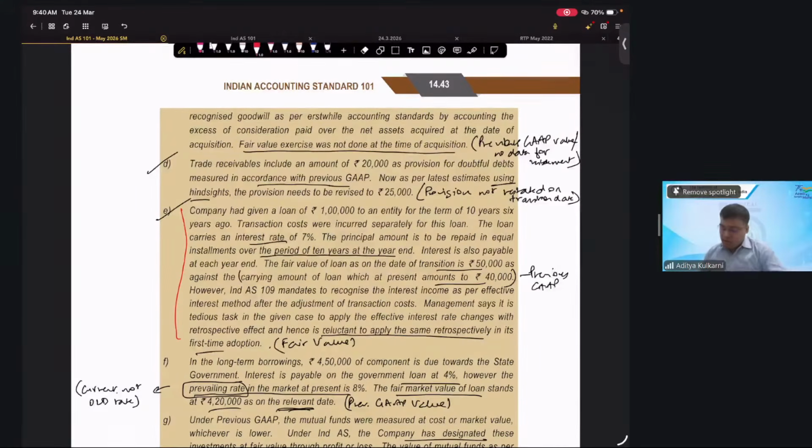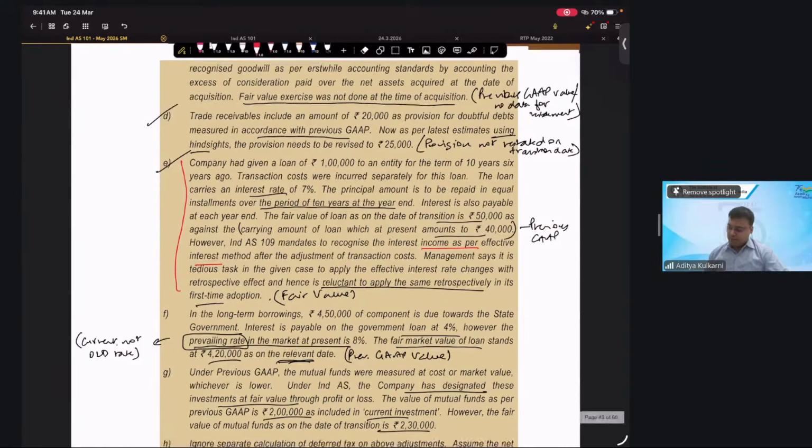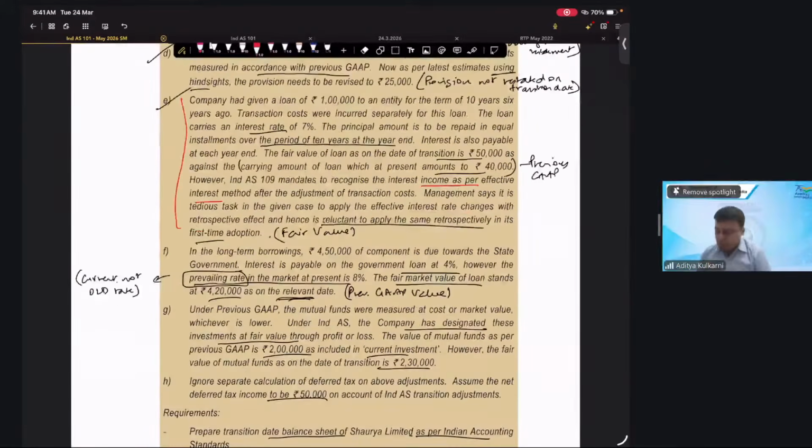Company had given a loan of 1 lakh. Transaction costs were separate. Loan given for transaction cost. Interest is payable each year and fair value is 50,000. Ind AS 109 requires to recognize interest as per EIR. Management says it is a tedious task to apply and hence is reluctant to apply the same retrospectively. They cannot go for that argument.